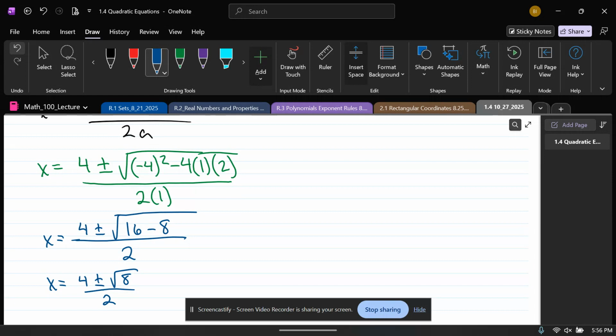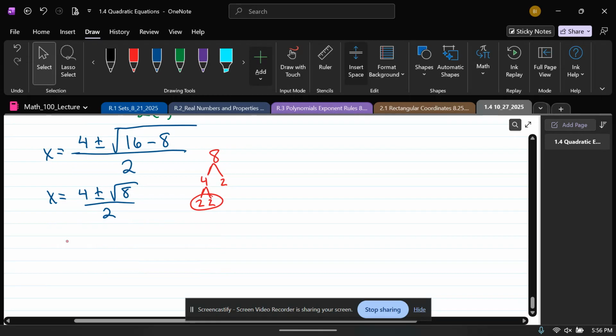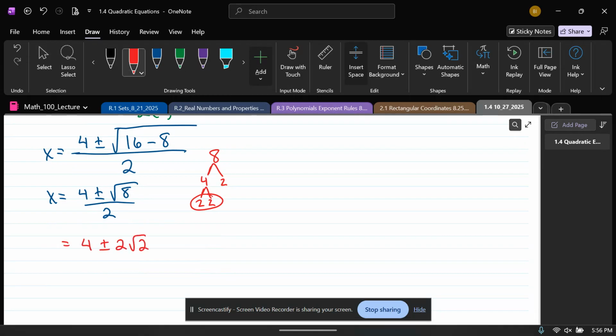This is where I then simplify the square root. So let's do that factor tree thing again. The 8. So 4 times 2, 2 times 2. There's a pair of 2's. So that's going to be 4 plus or minus 2 radical 2.